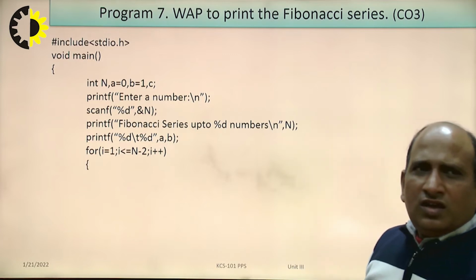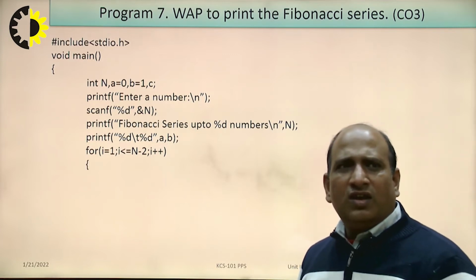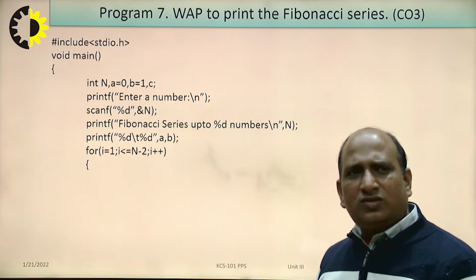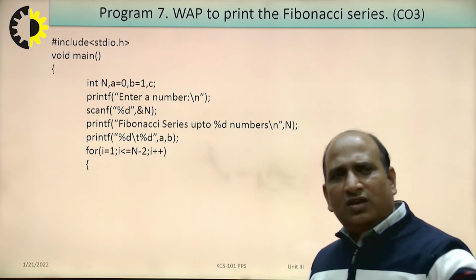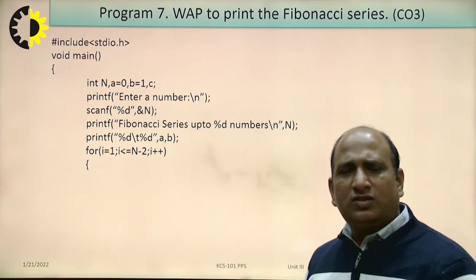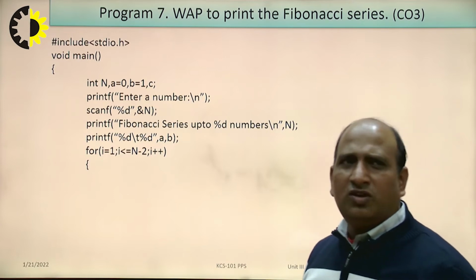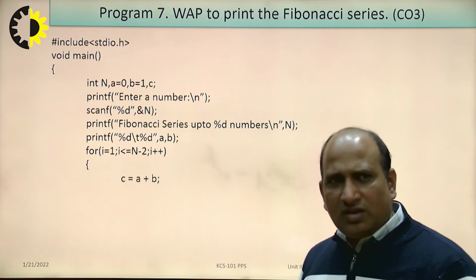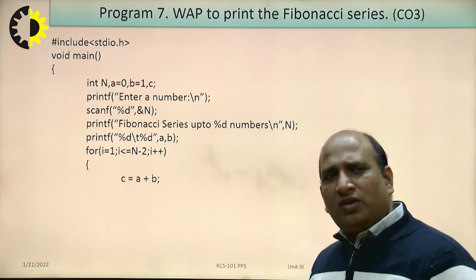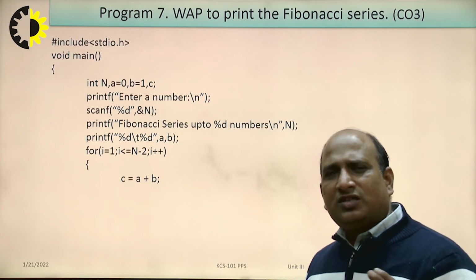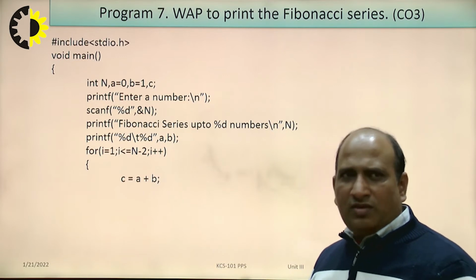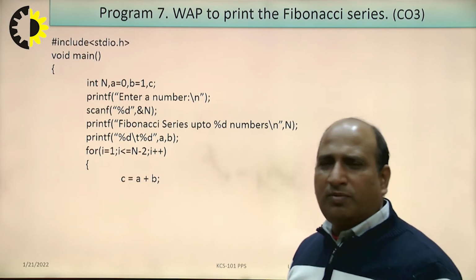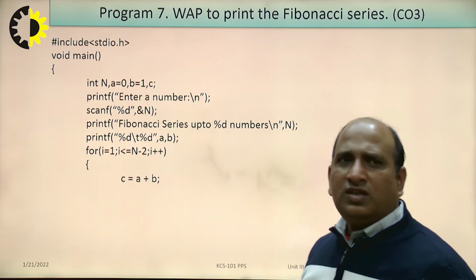Okay, I now contains values 1 to n minus 2, meaning the number of terms is reduced by 2 because two values have already been printed. Here I computed the next term C. I have already told you that the next term is the addition of the previous two terms, so C is A plus B. A plus B will be put into the C variable.